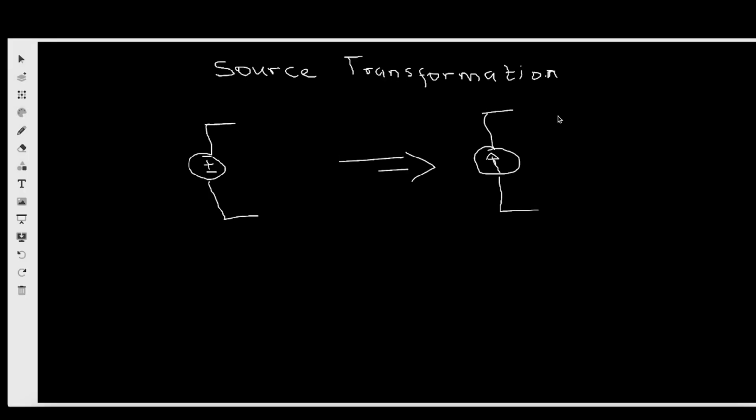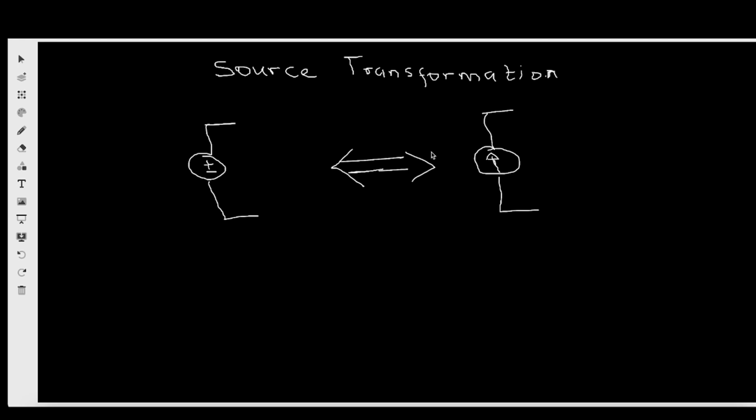There are two source transformation techniques. The first one is practical voltage source converted into a practical current source. And of course, the second one is the vice versa. The practical current source converted to a practical voltage source. This is a reversible process. So I will explain how that is done.